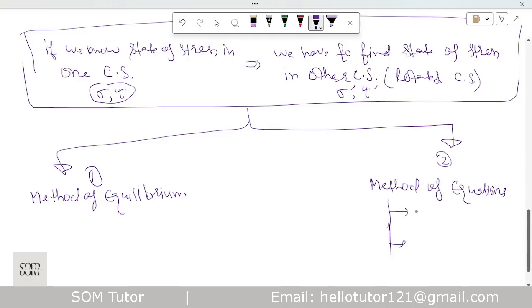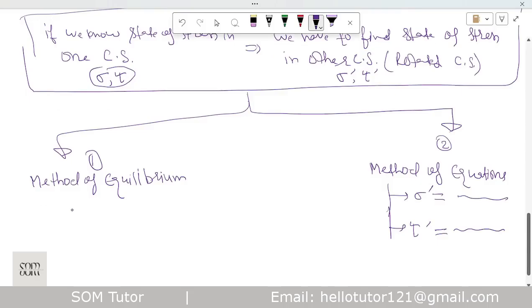Now in this we have a few sets of equations. For example, how do we find sigma dash, and how do we find tau dash or tau prime? How do we find the normal stress and the shear stress in the new coordinate system? We know these equations, but I am not going to show them here. Sorry, I don't want to spoil. Now in the method of equilibrium we will analyze it.